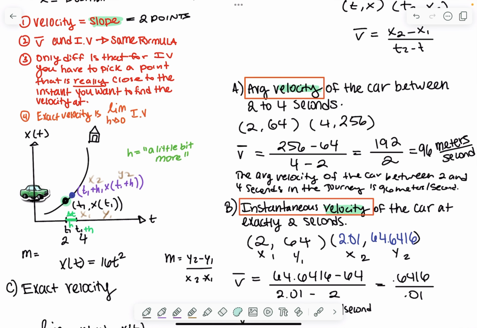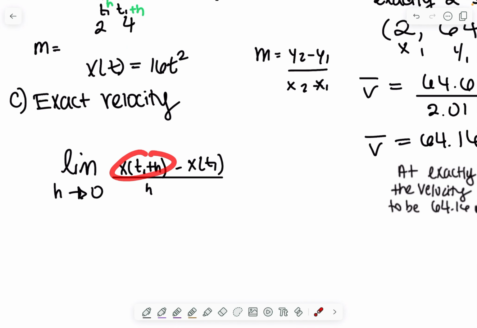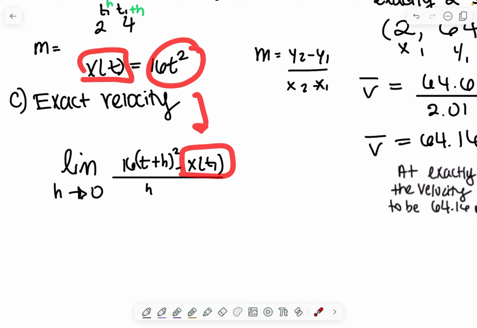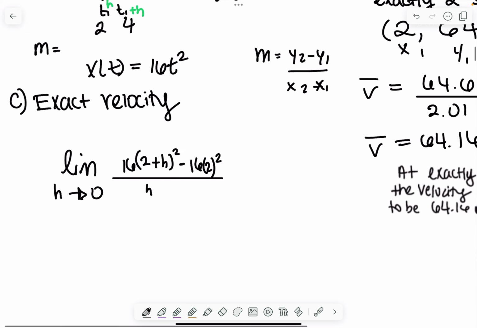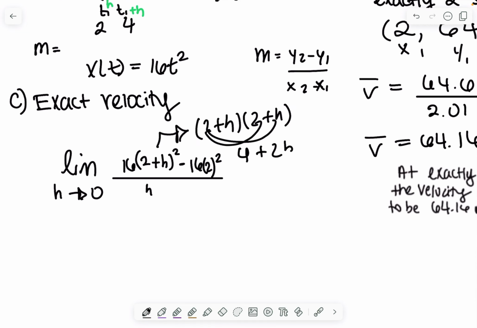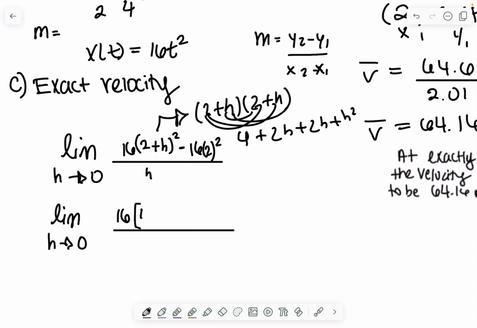Recall that this is our function x of t. So what this is saying over here is take our function x of t, and wherever you see t, add a little bit more. Add h. So we're going to take our function x of t, and wherever we see t, we're going to add h. It's going to become 16 times (t plus a little bit more) squared. And then this is our function x of t, so let's plug that in. We also know that t is 2, and so if we do the math, this becomes 16 times (2 plus h) squared, which is 16 times (4 plus 4h plus h squared), minus 16 times 4, which is 64, all over h.